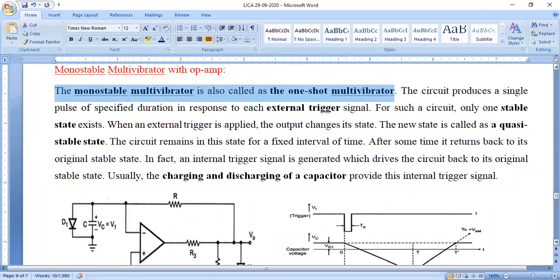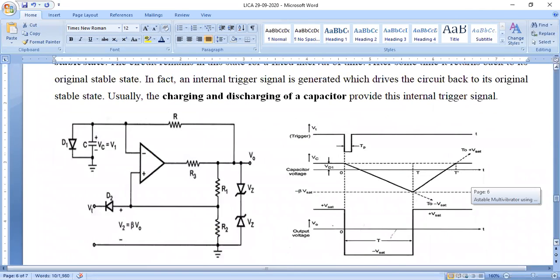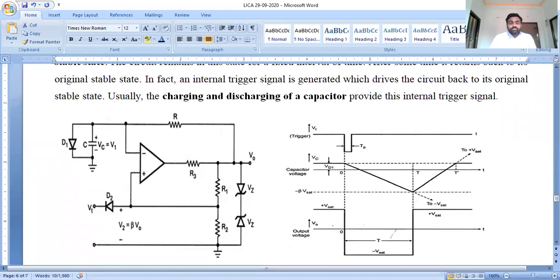The circuit is similar to the astable multivibrator. Here we have a positive feedback, R1 with respect to R2. Previously we had R2 with respect to R1, and here we have R1 with respect to R2. The negative feedback resistance is capital R, and the charging and discharging capacitance is C.